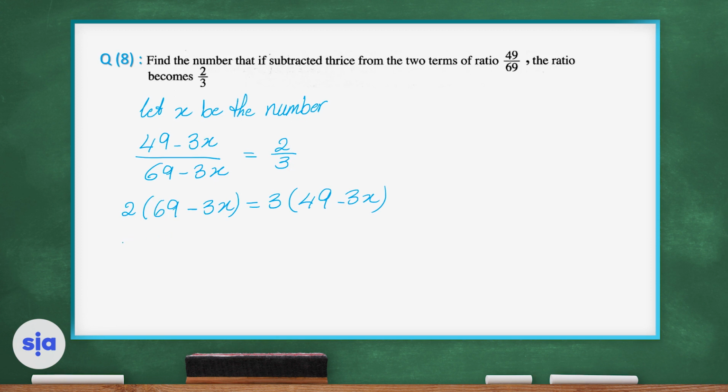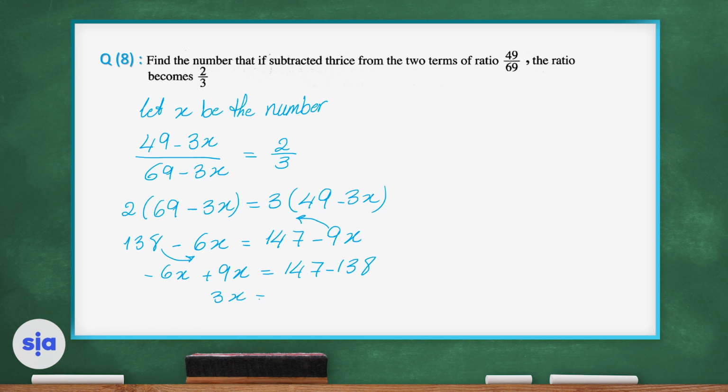Then 138 minus 6x equals 147 minus 9x. If you move the x's to one side and the numbers to the other side, so minus 6x plus 9x equals 147 minus 138. So 3x equals 9, then x, which is the number that we're looking for, is equal to 3.